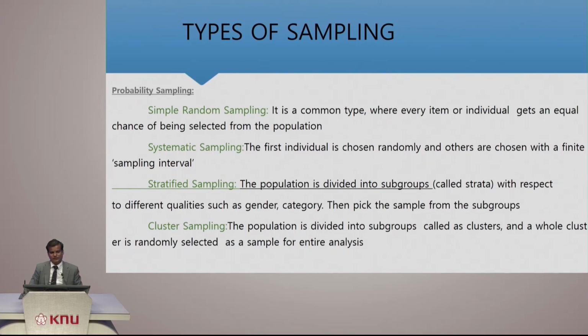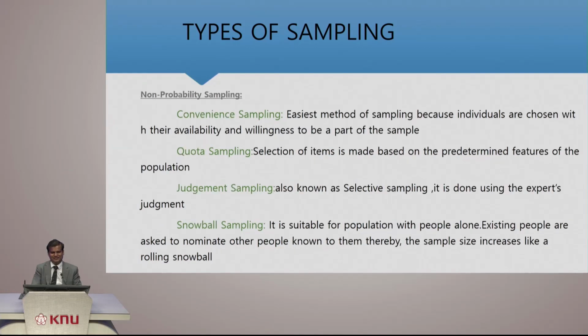In stratified sampling, the population is divided into subgroups called strata with respect to different qualities such as gender or category, then the sample is picked from each subgroup. In cluster sampling, the population is divided into subgroups called clusters, and whole clusters are randomly selected as the sample for the entire analysis. We should make sure which type is more effective, because certain types are good for certain domains, and for certain areas one way of sampling may not fit well.